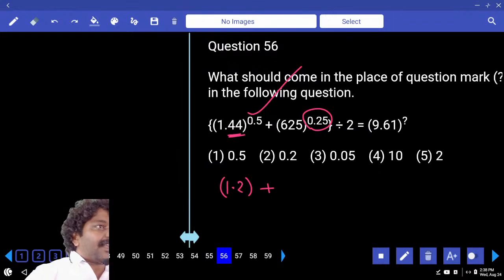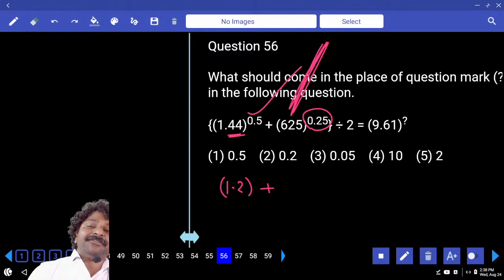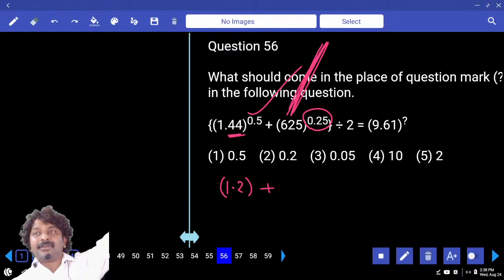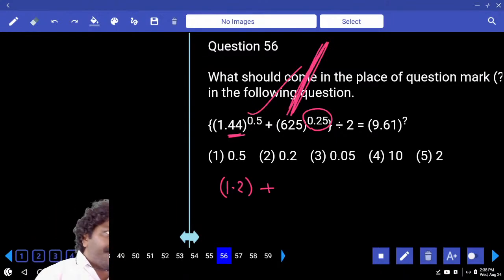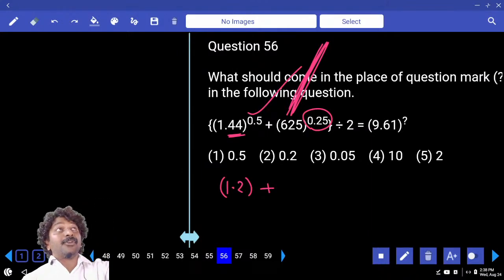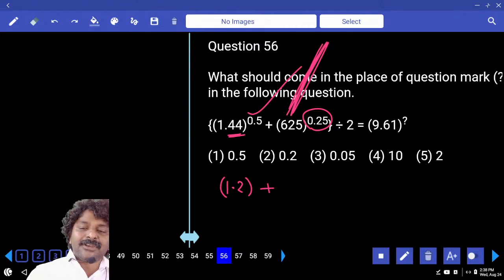Plus, what is the exponent here? 0.25. That can be treated as 1 by 4. So now we need to identify 625 as some number to the power of 4. Yes, which is 25 square or 5 power 4. Correct. 5 power 4 to the power of 1 by 4, which is 5 only. Right.